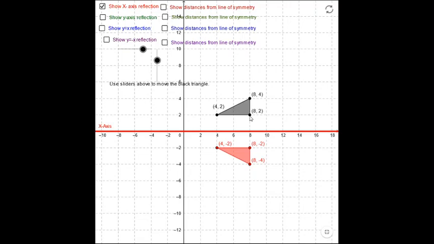The distance from this point, you just measure up to this point, they are equal. If this was point A, then this is A prime. If this was point A (8, 2), A prime will be (8, negative 2). If this was point B (8, 4), B prime will be (8, negative 4). So you can show the distances.